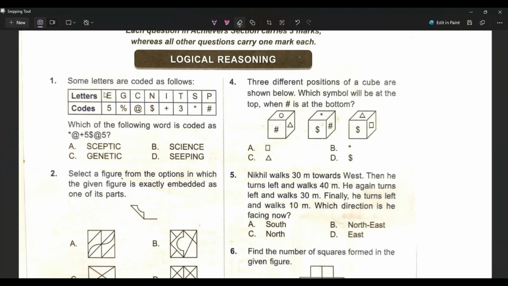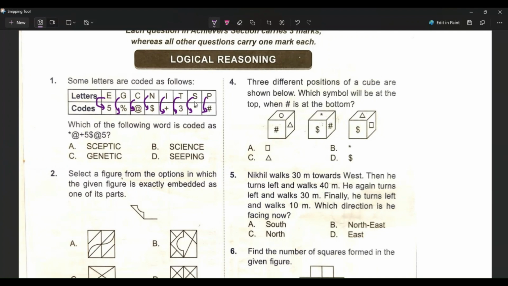So code for E is 5, code for G is percentile, code for C is at the rate, code for N is dollar, code for I is plus, code for T is 3, code for S is star, code for P is hash. Right children, which of the following words is coded as asterisk, at the rate, plus, $, 5, at the rate, 5?